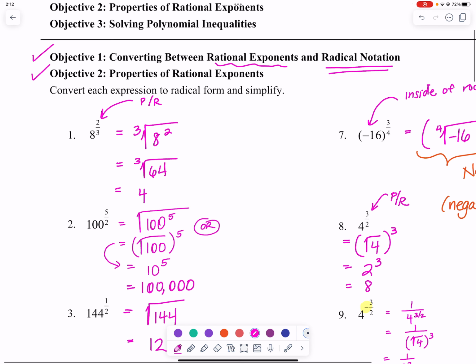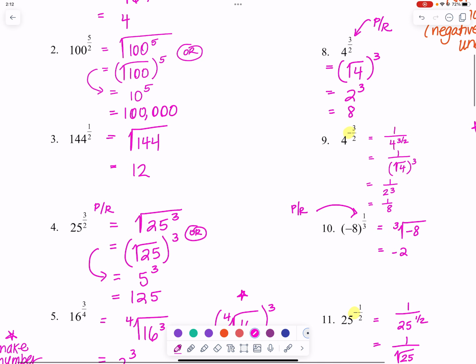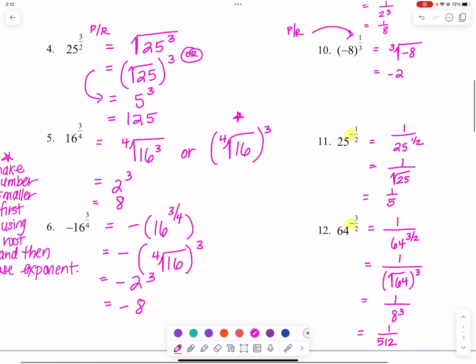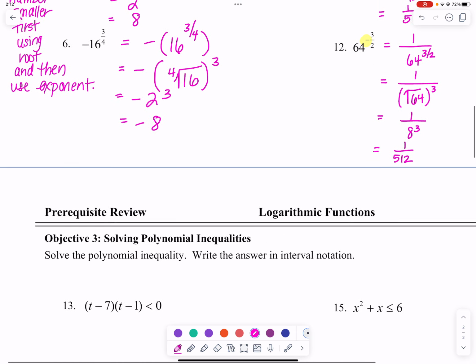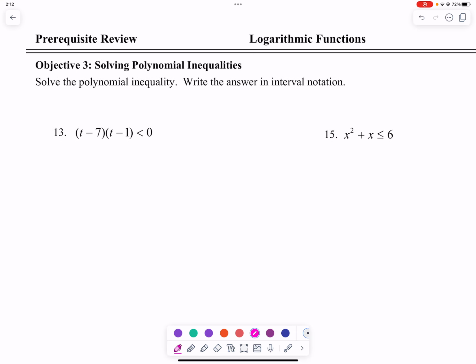And those were the properties, and we learned those properties of rational exponents, the negative, sending the expression to the denominator to make that expression positive. Now we're going to solve polynomial inequalities, and these are really important, and we learned how to make sign charts and take care of these.